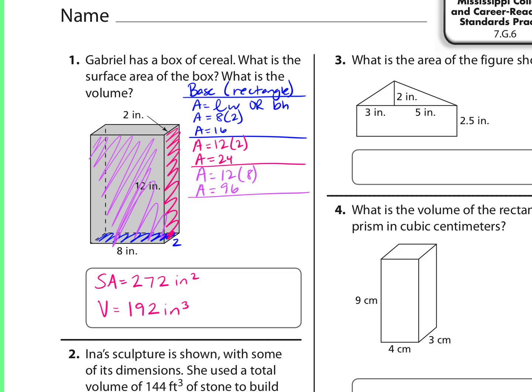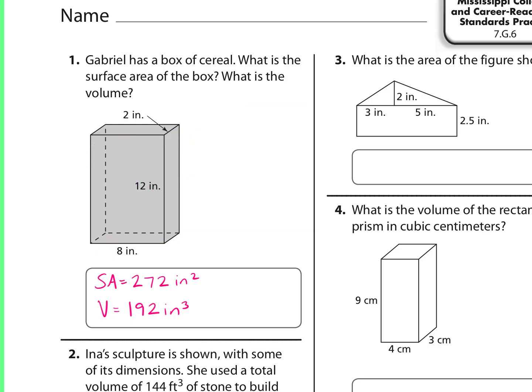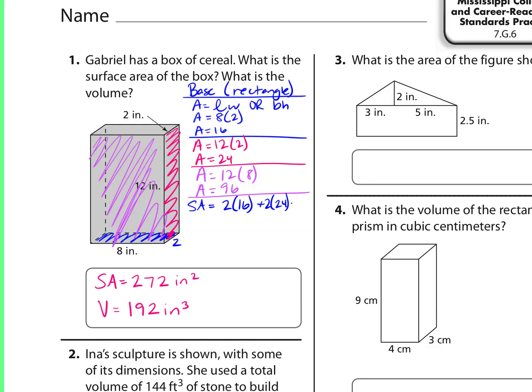And so then to get the surface area, we know that we've got 2 times the base plus 2 times the right side to get right and left, and 2 times the front to get front and back. And we can just go through and calculate that, and we get 32 plus 48 plus 192. Add those together and we get 272, and that is inches squared because it is an area.